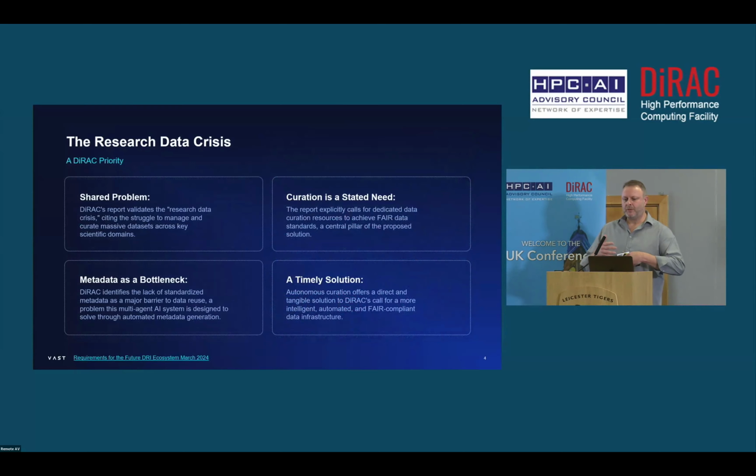What I've done here is I've specifically tied the research data crisis back to Dirac's priorities. Coming back to the previous slide, we do have a data crisis. How can we curate data? How can we prevent metadata being this bottleneck? Ultimately, I'm hoping what I'm showing you here today shows you that we've got a solution that you can start putting in play to help with some of these issues.